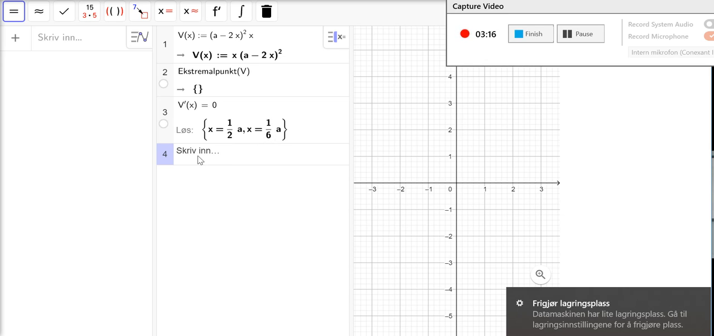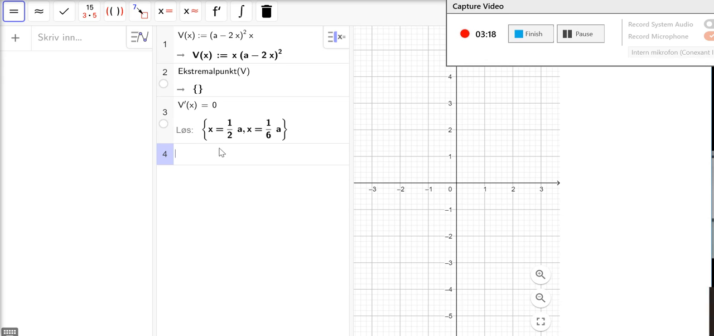One of these is the maximum point, and one is not. You can try if you want. Then I check the sign of the second derivative when X is 1/2 A, and we get a positive answer. Remember, A is the side of the square, so A is positive. So the graph of V is smiling, so this is the minimum point, and I want the maximum point. Let's see if the other one is a maximum. I check the second derivative when X is 1/6 times A, and I see it's negative, so this is the maximum point.